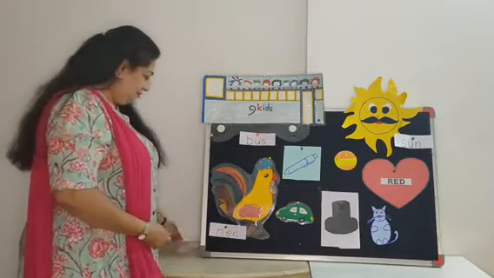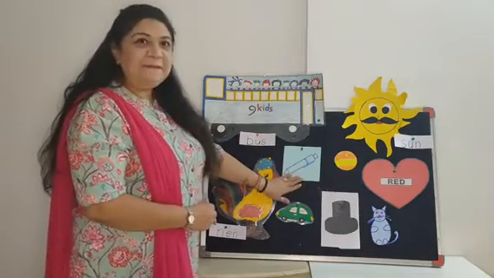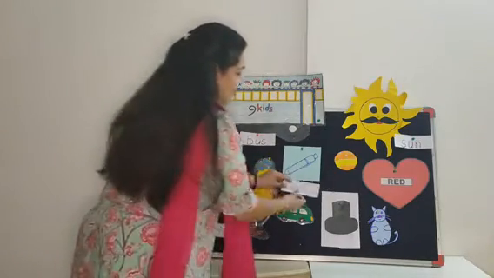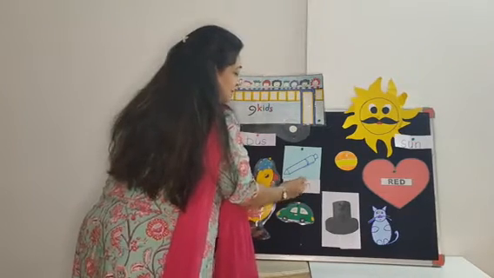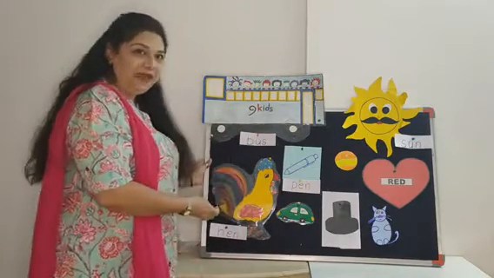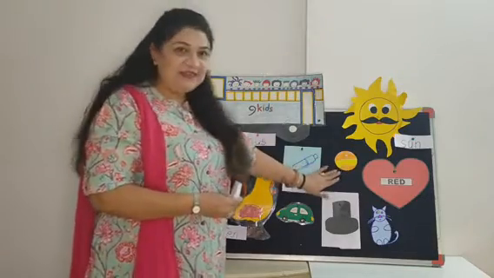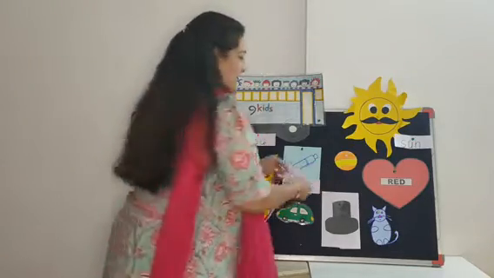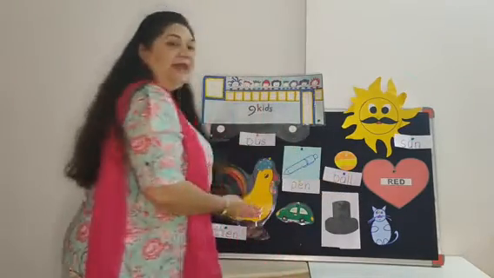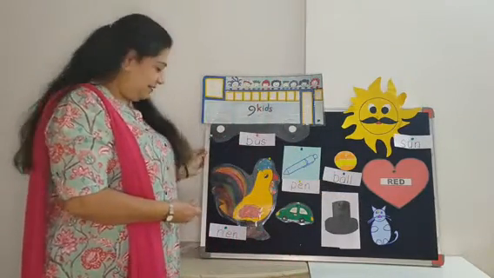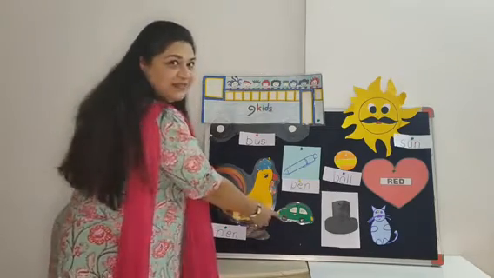Then we have, what is this? Pen. P-E-N, pen. Then we have, what is this? Ball. B-A-L-L, ball. Then we have a picture of, what is this?